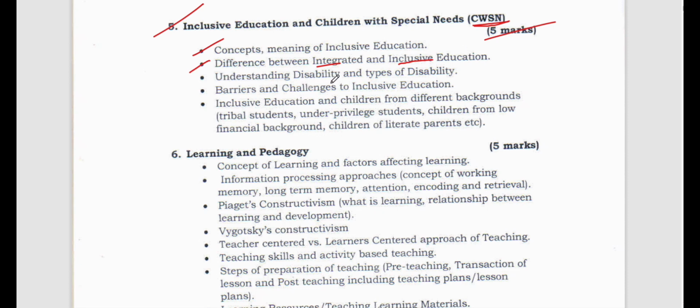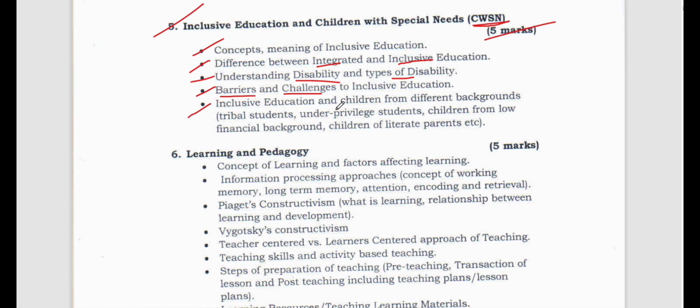Now understanding disability and types of disabilities. What are the different types of disabilities, like dyslexia, dyscalculia, dyspraxia, autism? All this you have to know. There are 21 types of disabilities. Now barriers and challenges to inclusive education. What are the different types of barriers and challenges we face in inclusive education?